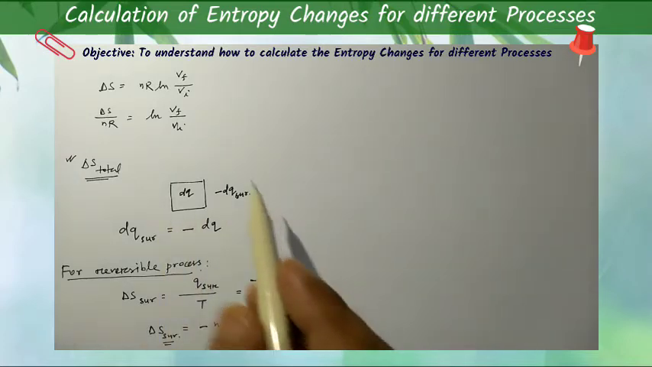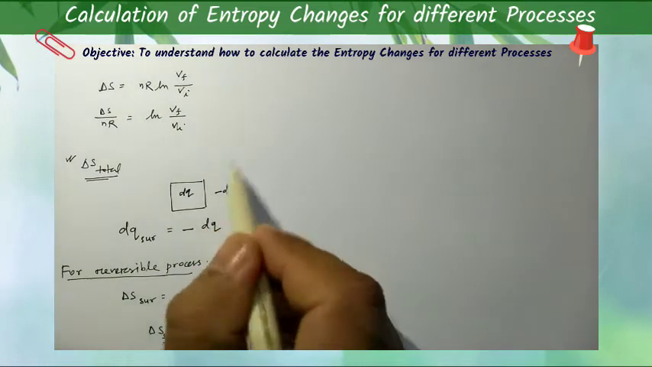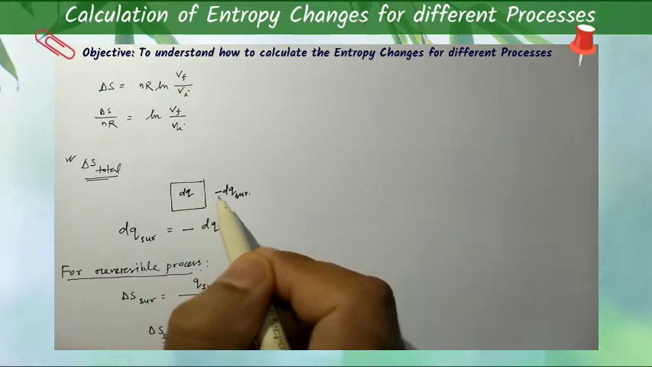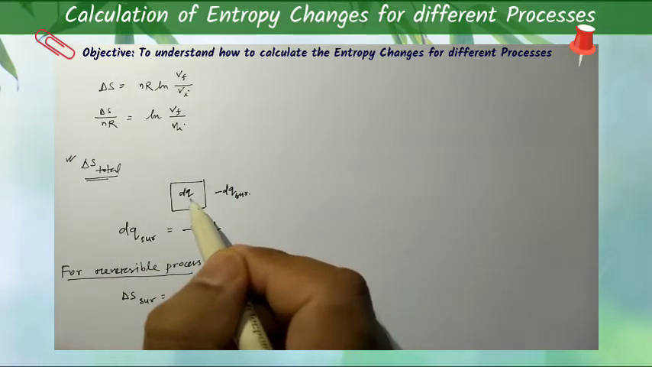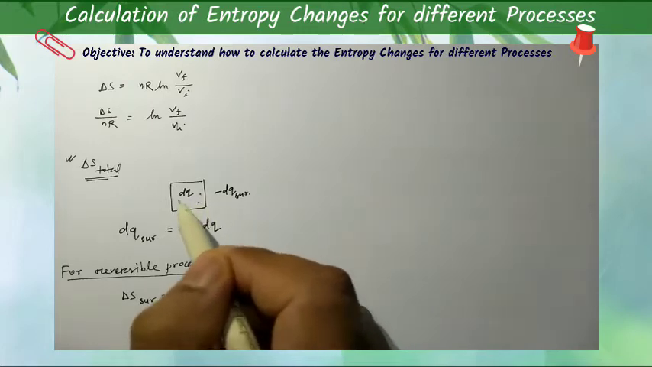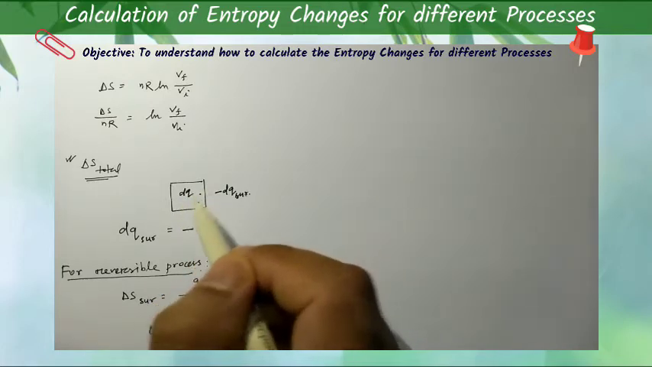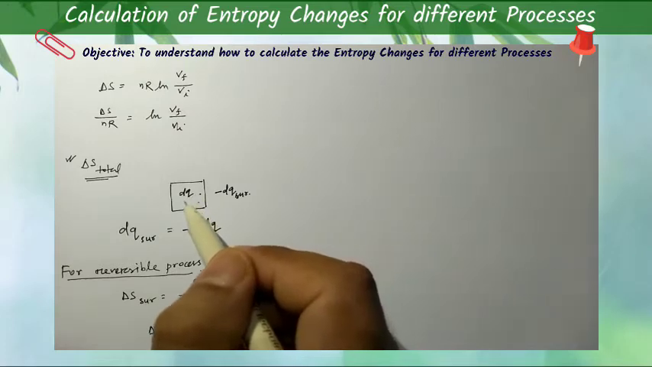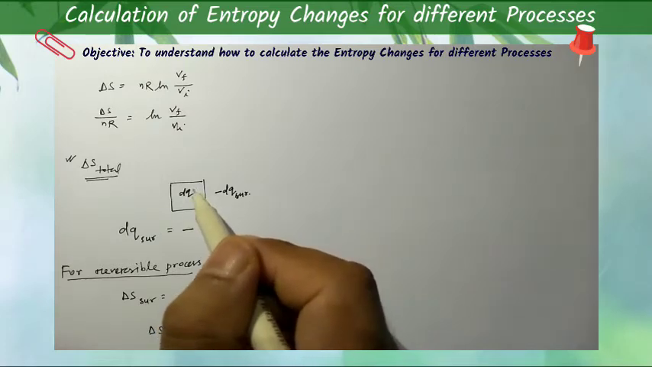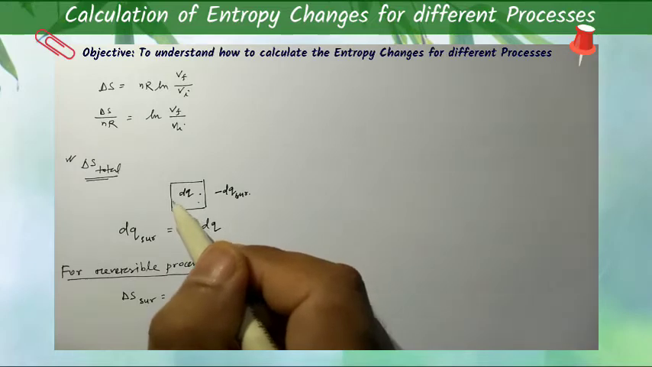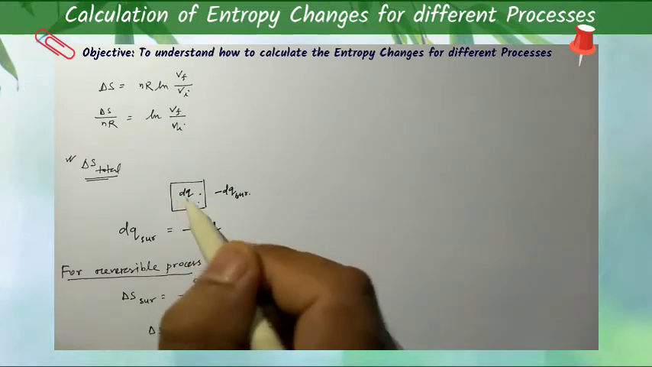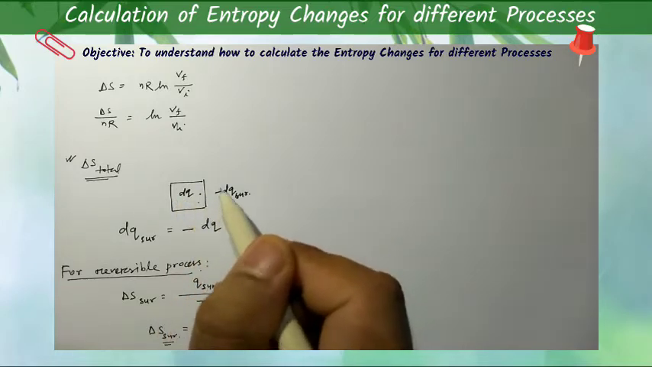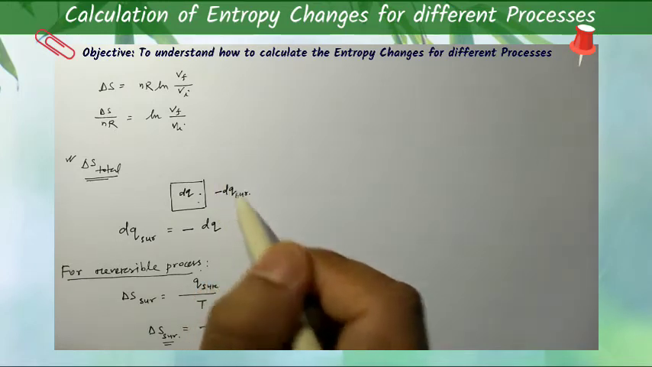You see here this is the system. When we add heat to that system, the randomness is going to increase. So how much will the randomness increase? The amount of randomness increase in this system is equal to the amount of randomness which is decreased in the surrounding.